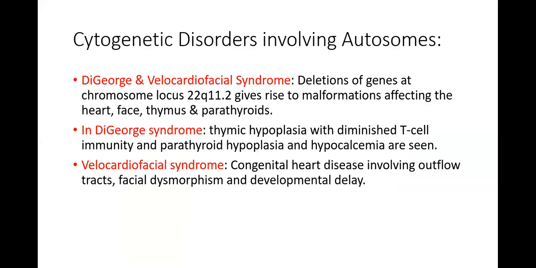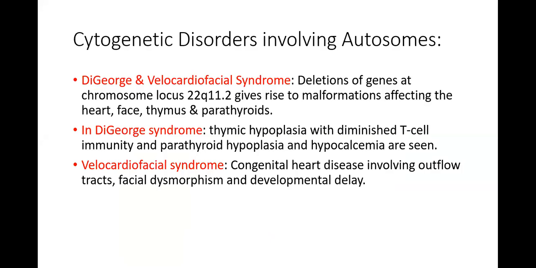Next is the DiGeorge velocardiofacial syndrome. In this syndrome, there is deletion of genes at chromosome locus 22q11.2. It gives rise to malformations affecting the heart, face, thymus, and parathyroid. In DiGeorge syndrome, thymic hypoplasia with diminished T cell immunity, and parathyroid hypoplasia and hypocalcemia are seen. So in DiGeorge syndrome, thymic hypoplasia.